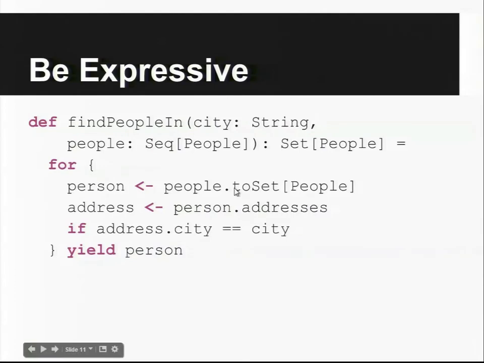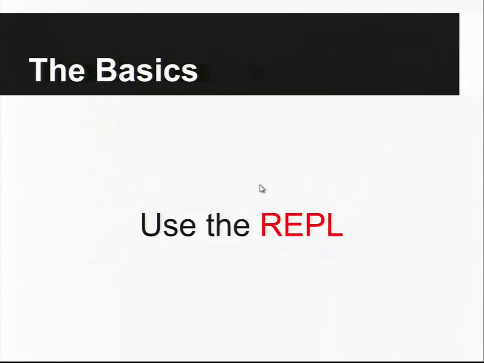One thing I want to mention about for expressions is we have what we call the uniform return type principle. I'm modifying people from a sequence to a set because I want to return a set of people. So to do that, I have to start with a set, and then that for expression will yield a set. That's just one of the things about Scala, if you were curious why we have that additional code there.